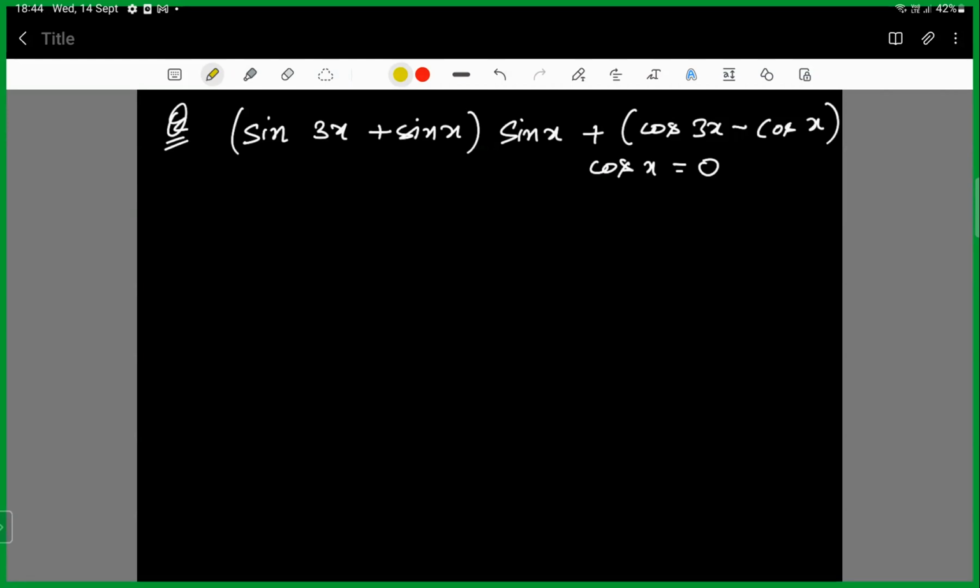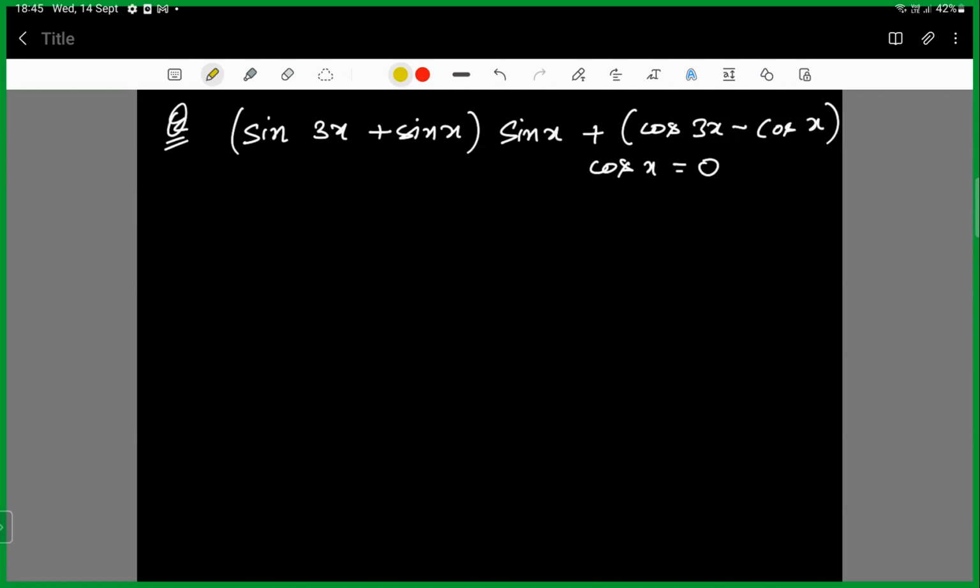What is the product of sin 3x and sin x? What is the product if you multiply the sin x with this entire term? What will you get? 3x square sin square 3x. If you multiply this entire term with this sin x, what will you get?